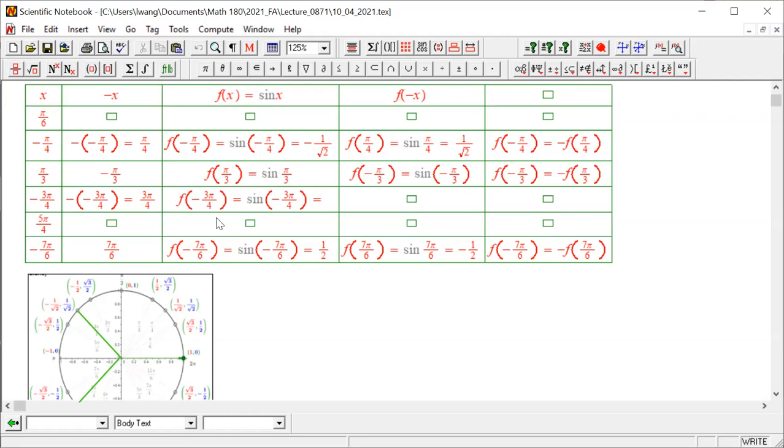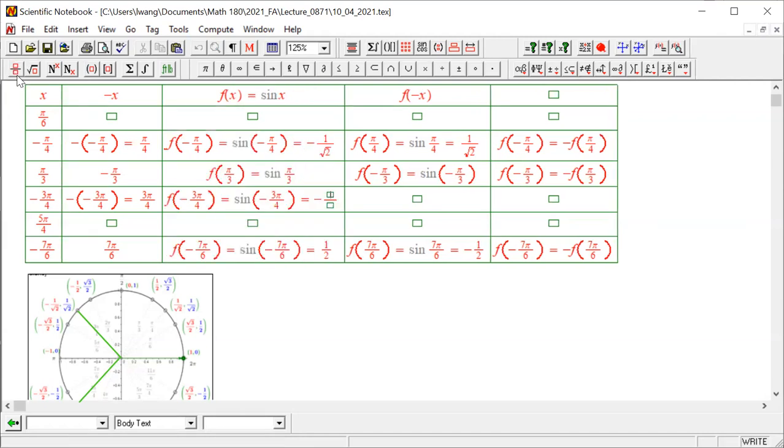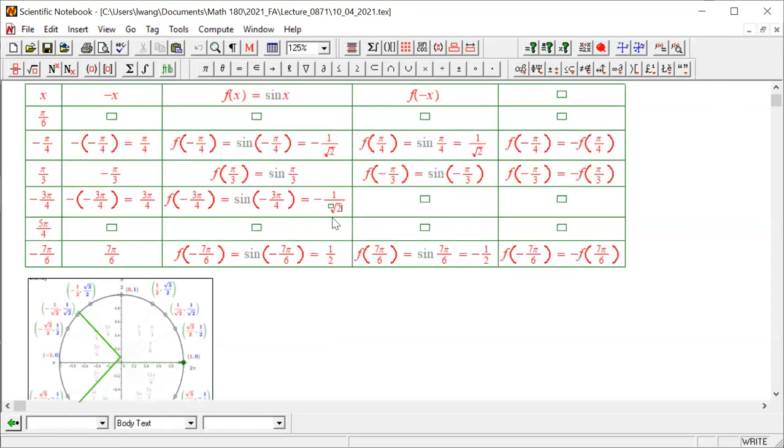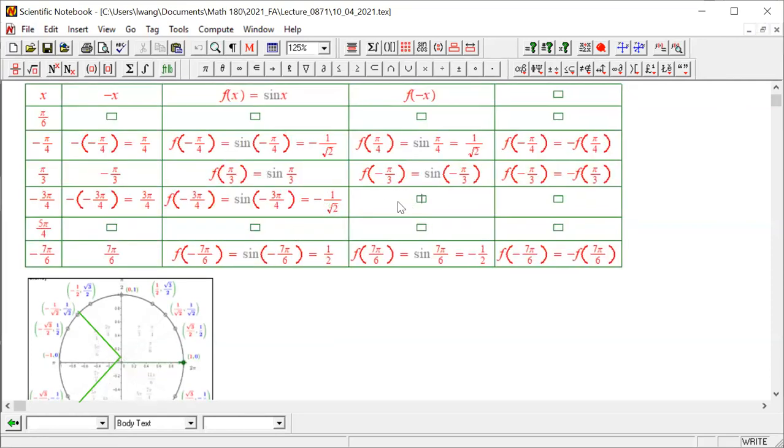So f of negative 3 pi over 4, that's going to give us negative 1 over root 2. Okay, and f of 3 pi over 4.